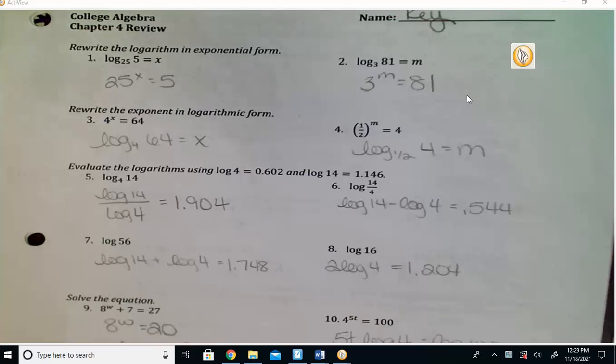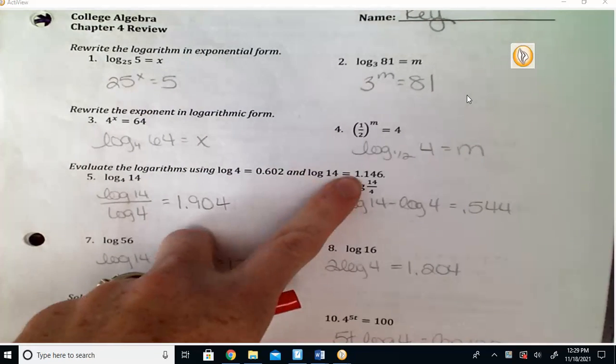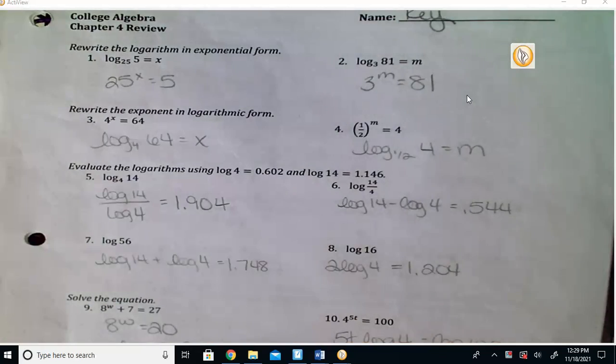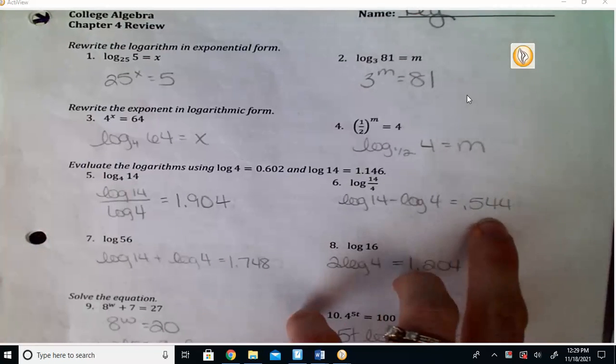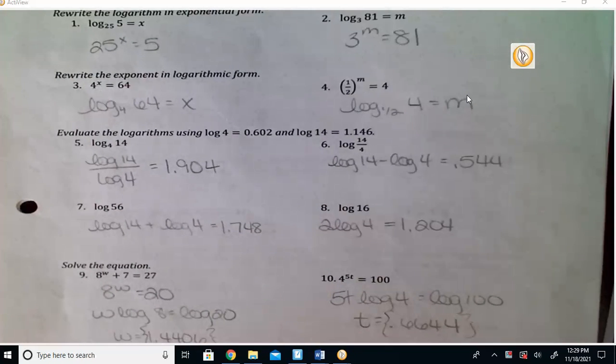Number 5, 1.904. 5 through 8, I would require work because I'm asking you to use these two things, so you would have to show me the work to show me how you use those two things. So if all you had was the answer on those, you wouldn't get your points. 6 is 0.544, 7, 1.748, 8, 1.204.